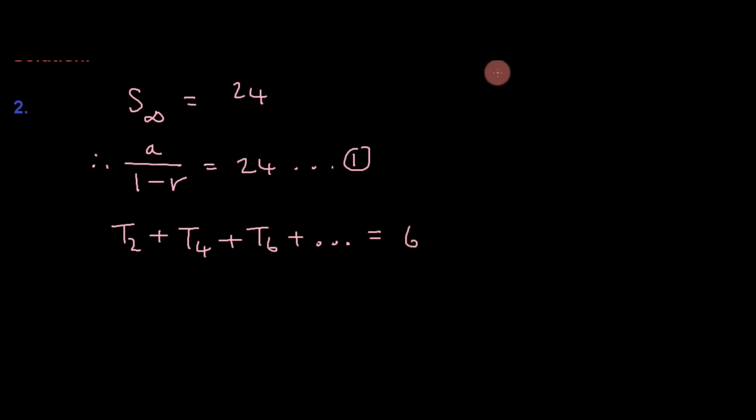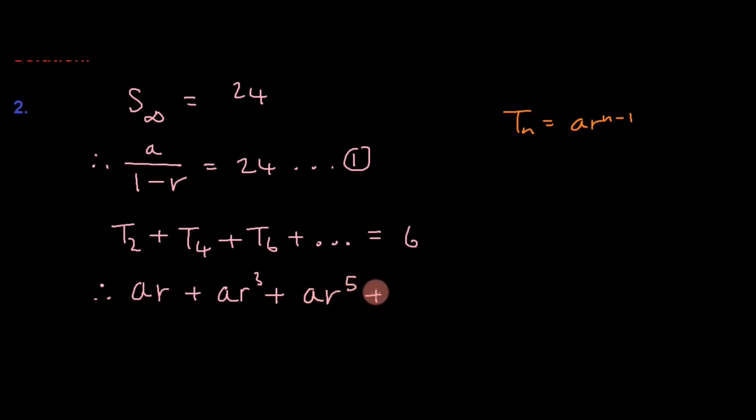And here we can use the formula for t sub n and write these terms on the left-hand side of this equation in terms of a and r. So then term 2 will be just ar. Term 4 will be ar cubed, in other words, ar to the 4 minus 1. Term 6 will be ar to the 5, and so forth. This infinite sequence or series comes to 6.